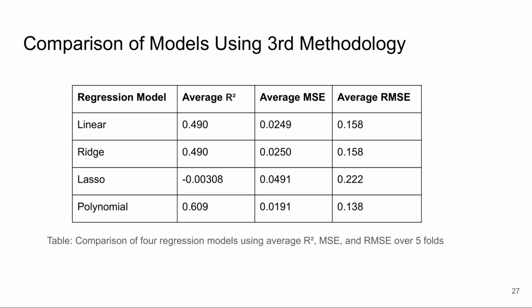Finally, this table shows a comparison of all the 4 models using their average R-square, MSE, and RMSE. And we can clearly observe that the polynomial regression model is performing the best, with the highest R-square and the lowest MSE and RMSE values, while on the other hand, the lasso regression performs the worst, corresponding to the lowest R-square and the highest MSE and RMSE values. So moving on to the next slide.